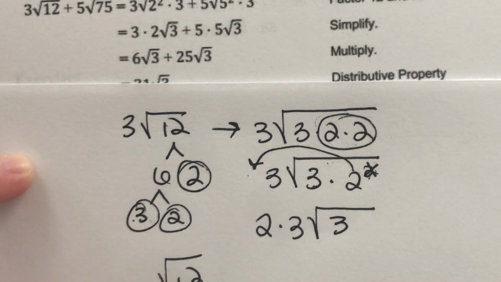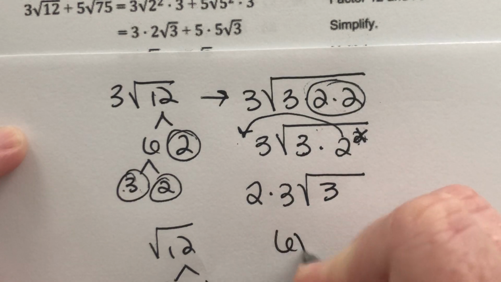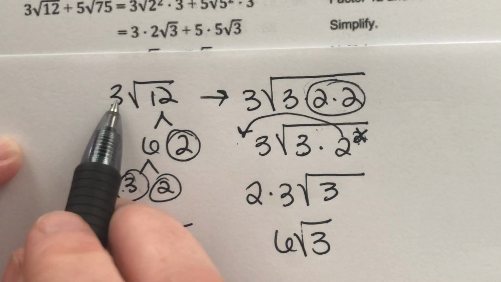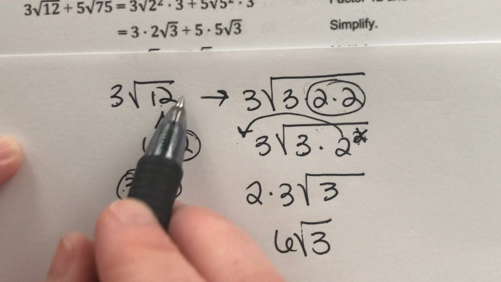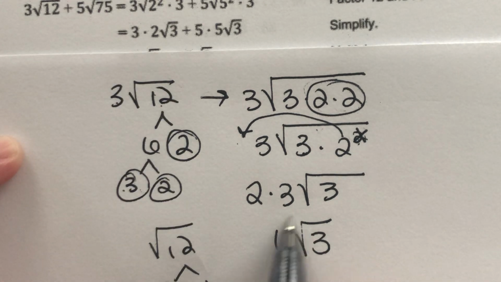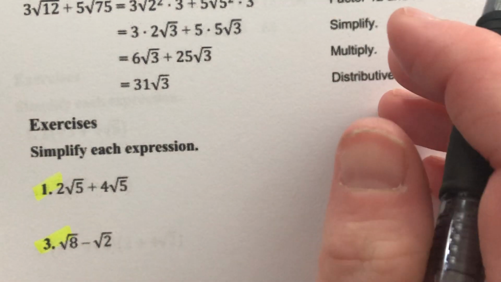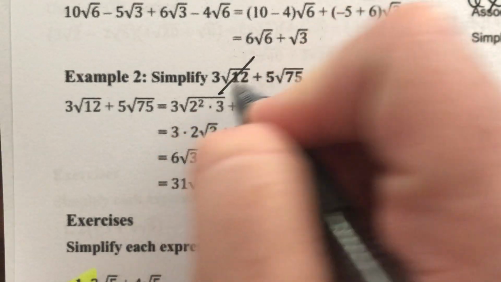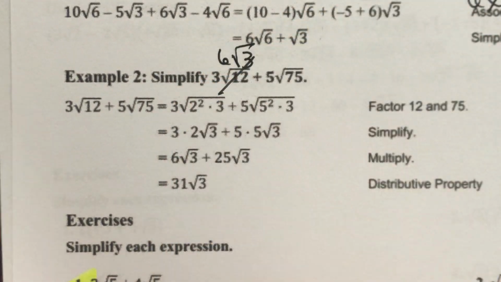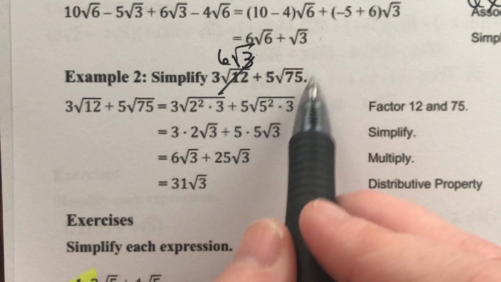Right? So 2 times 3 is 6. So really, 3 times the square root of 12 is the same thing as 6 times the square root of 3. That's in the most simple form, simplest form. Okay, so I'm going to think of that up here as 6 square root of 3.